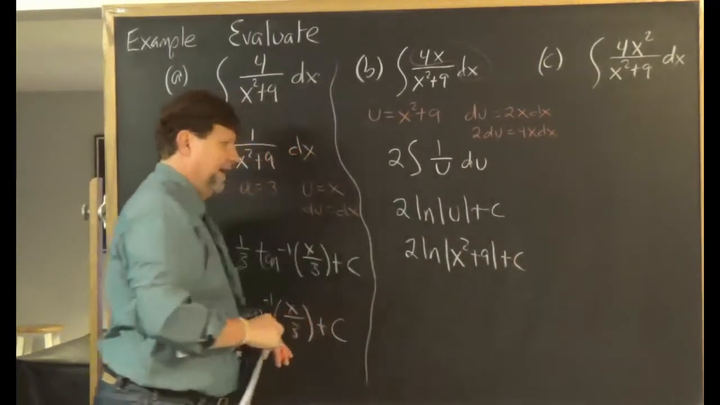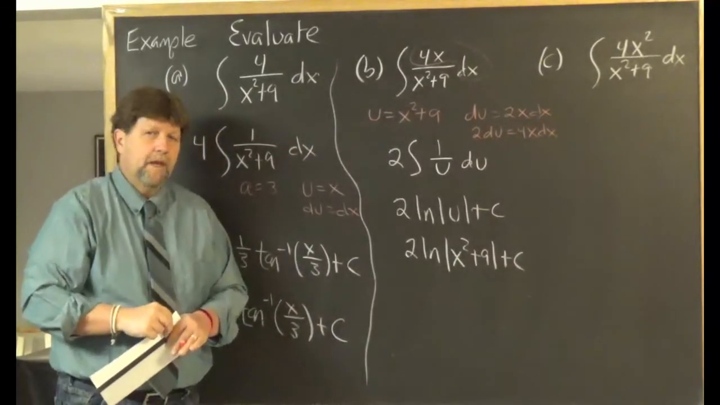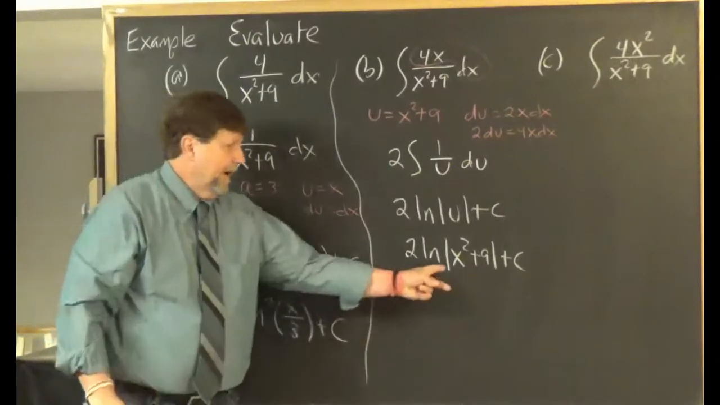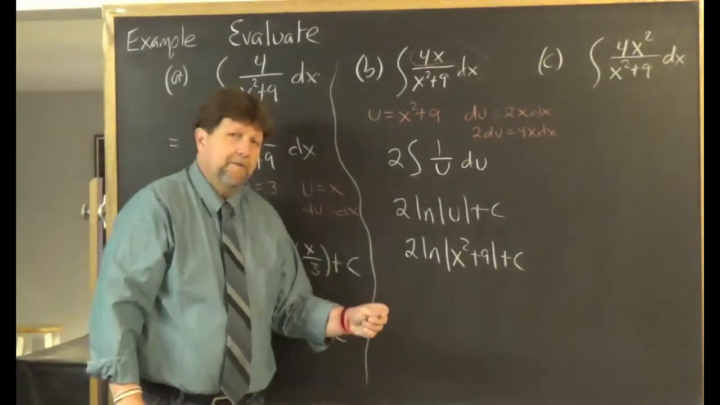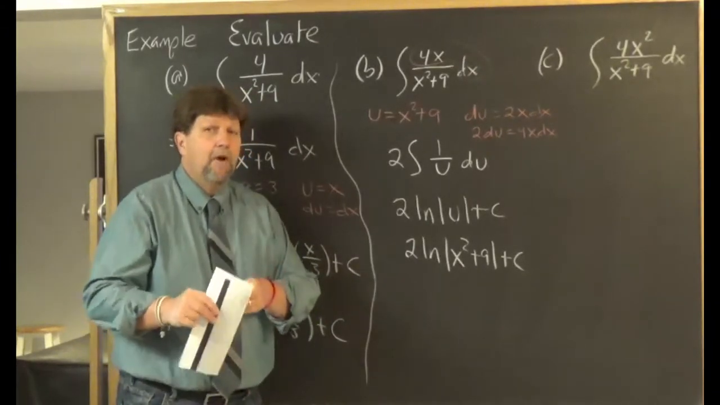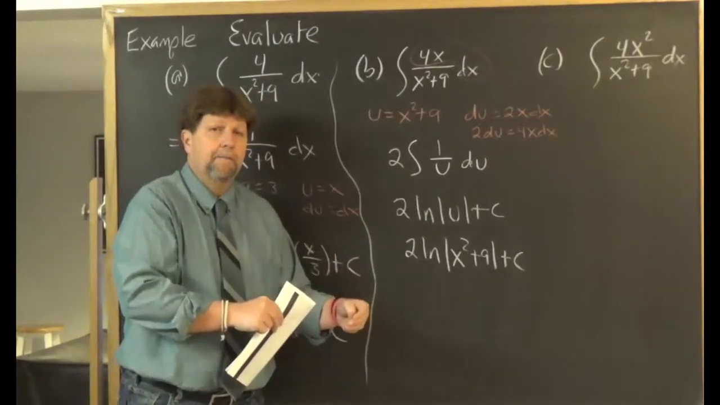And I get that as the antiderivative. Now the back of the book, if this were an odd numbered problem, might have parentheses here instead of the absolute values. They may have x squared plus 9 inside parentheses. And that would be okay in this situation.